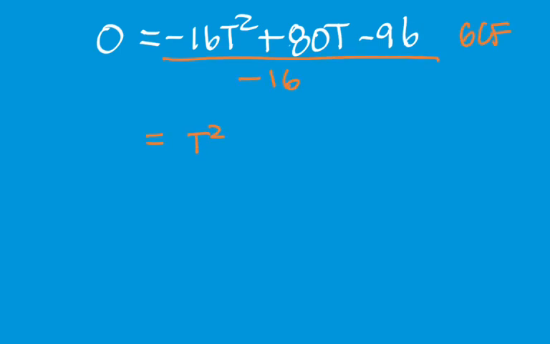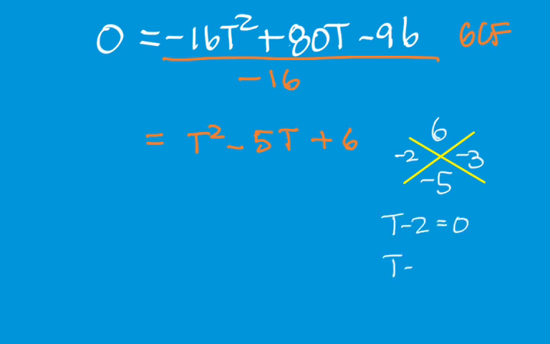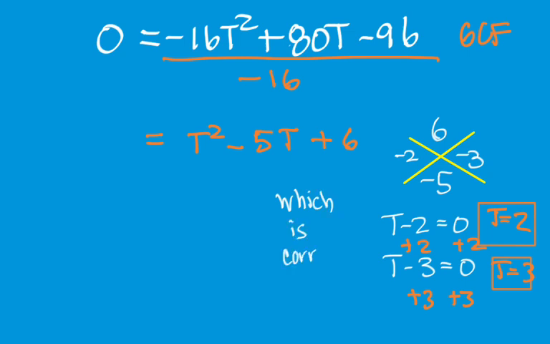When I do that, I see this equation that I can easily just do an X box. It's amazing how it goes from hard to easy pretty quick. Two numbers that multiply to be 6 and add to be negative 5 are going to be negative 2 and negative 3, which tells us we solve when that equals 0, which is going to be 2 seconds and 3 seconds, right? So which is correct, and how does it all work out?